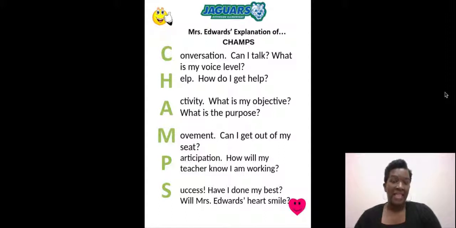Activity. The A is for activity. What is my objective? What's the purpose for the work that I'm doing? So it's like, if I am working on my math assignment, what am I doing? If I am doing a small group, then that is the activity. If I am moving, lining up, those are the different types of activities. And you'll see I have several of them.